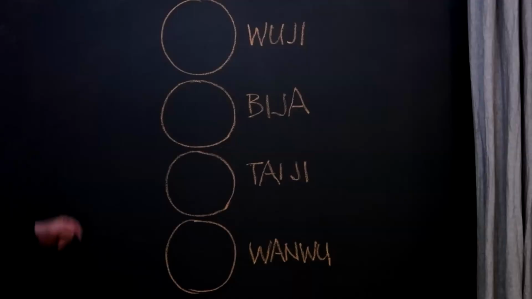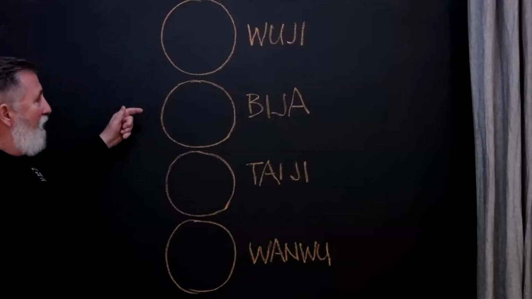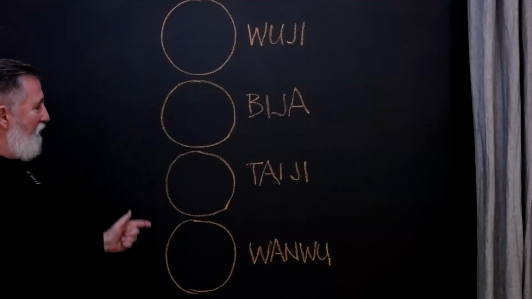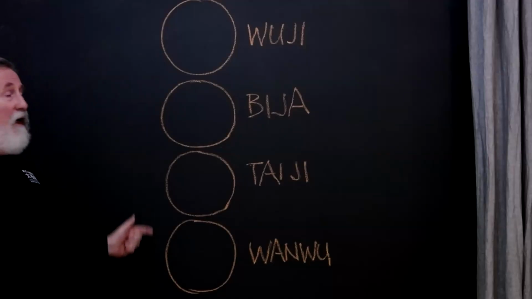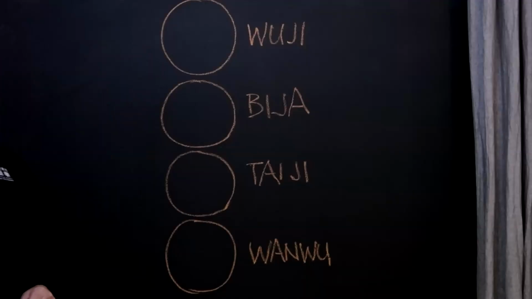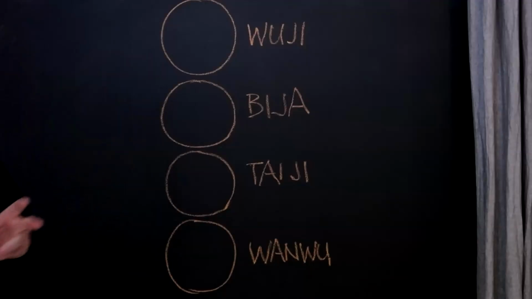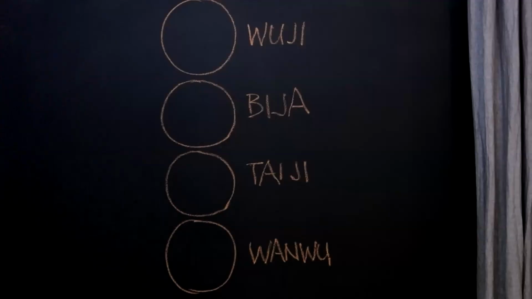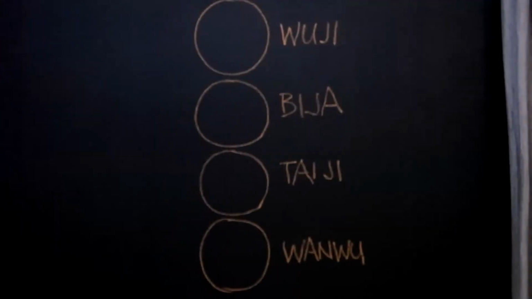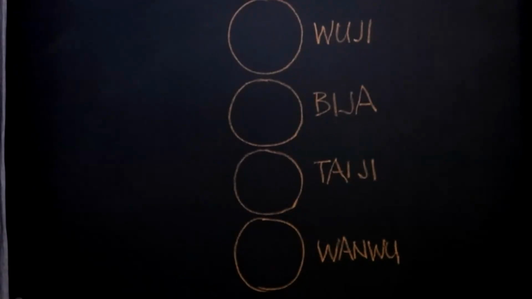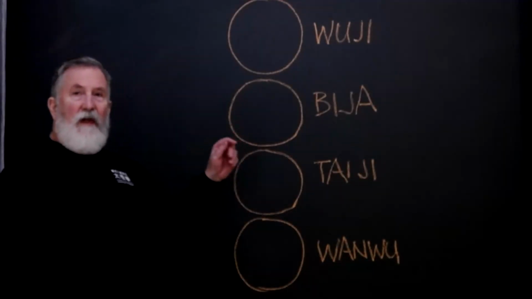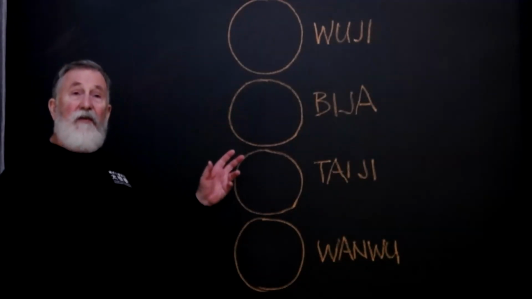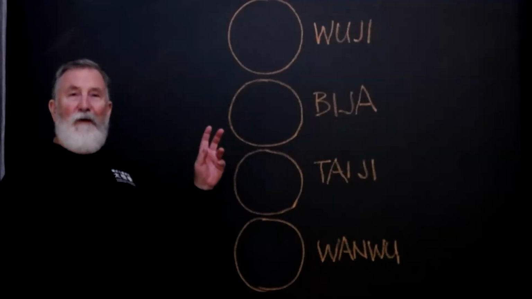So this one up here is Wu Chi, Bija, Tai Chi, Wan Wu. All right. Yesterday we were talking about Wu Ji. So each of these, the reason there's four circles here, is each of these has a symbol that is inside a circle. You actually know two of them, and you're going to know all four of them shortly.